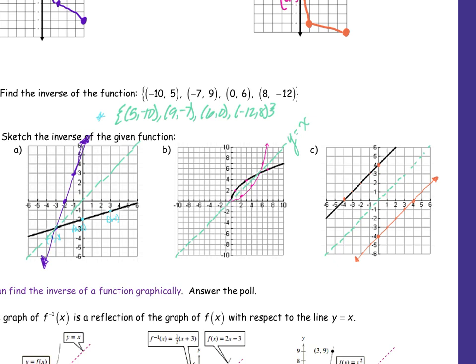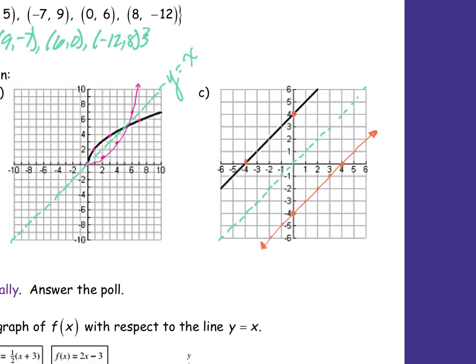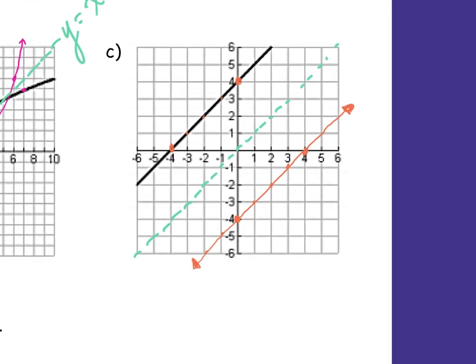This one's a little crooked because my line's crooked, but it's a reflection over the line. And you can really see it if you look at this last one. This point is the same distance from this line as this point is. They're exactly the same distance away. And every single point on this line is the same distance from the green line over.